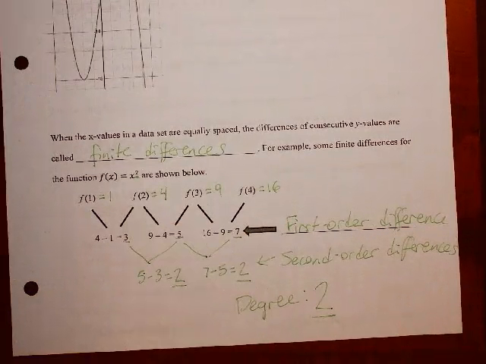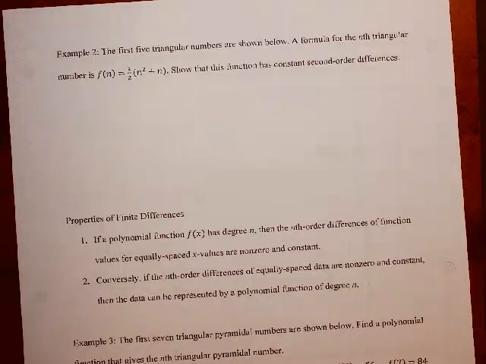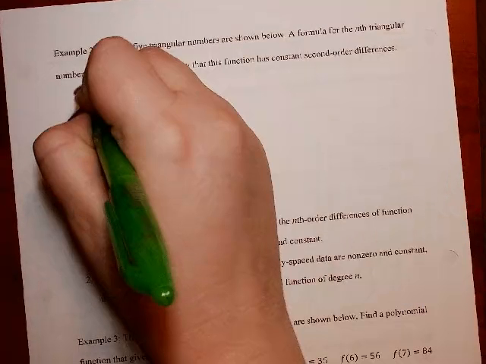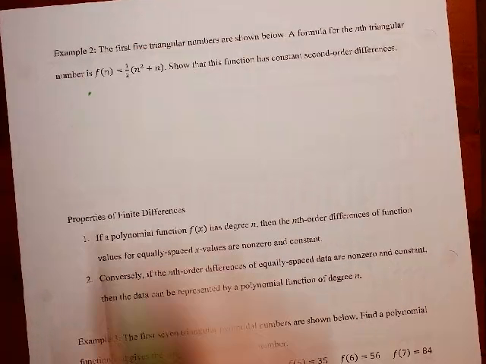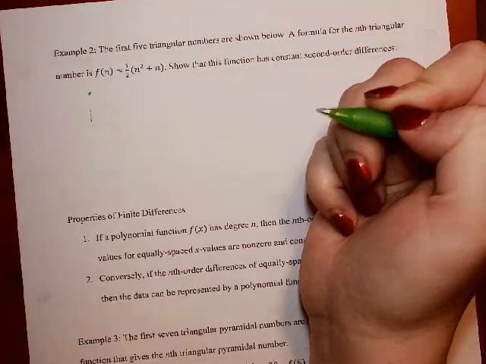So, the first 5 triangular numbers are shown below. A formula for the nth triangular number is f of n equals 1/2 times n squared plus n. Show that this function has constant second order differences. Okay, so the first one is 1. Okay, we can say that this 1 dot is a triangle. Doesn't really look like it, but we can say that.